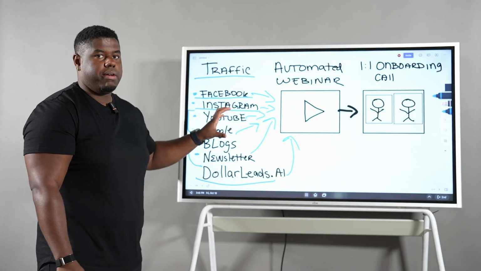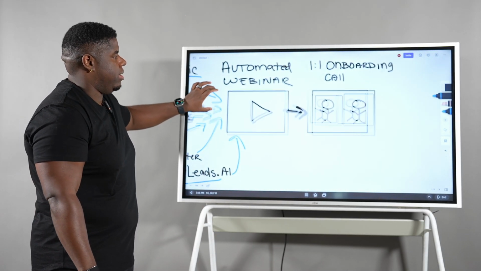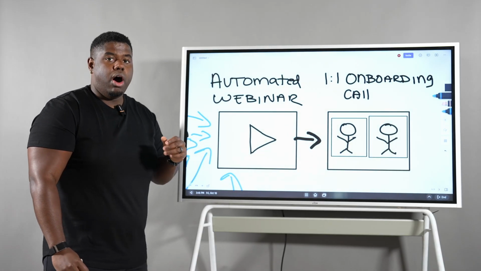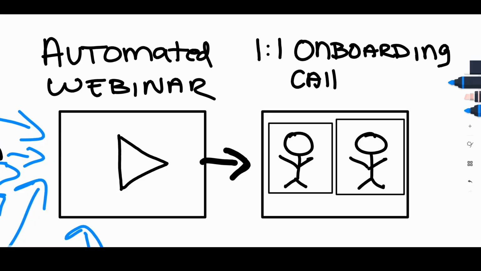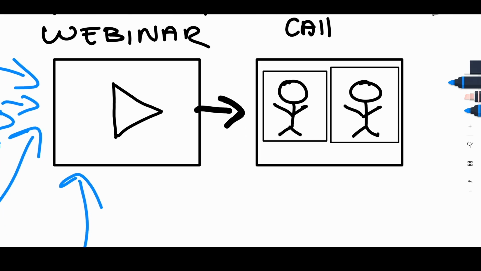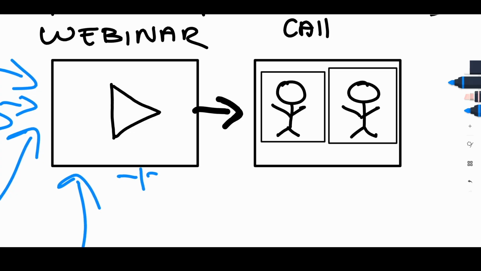Now you're going to take that traffic and send them to the automated webinar. On the automated webinar, there are 2 key things that you need to have. Number 1 is the 15-minute timer. That means every 15 minutes, there's a new webinar playing. And number 2 is a chat simulator.